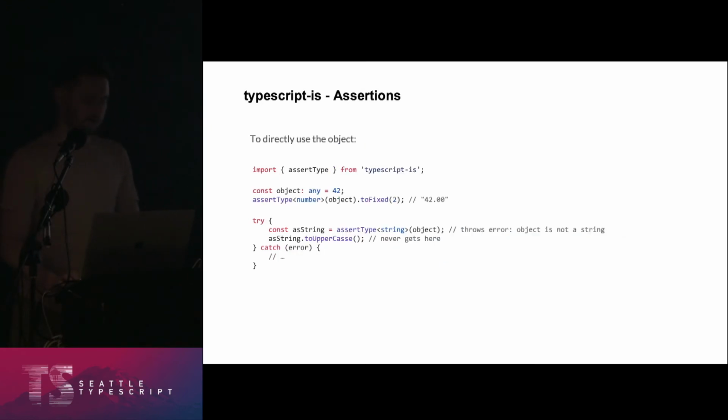What else does it have? It has these assert functions that you can run on an object. So you assert that something passed in is a number, for example.